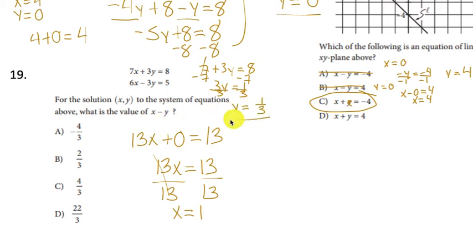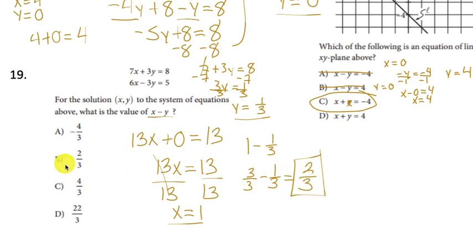So we have that y equals 1 over 3, x equals 1. When we subtract x by y, we'll have 1 minus 1 over 3. 1 we can change as 3 over 3 minus 1 over 3, which will give us 2 over 3. And that'll be answer choice B.